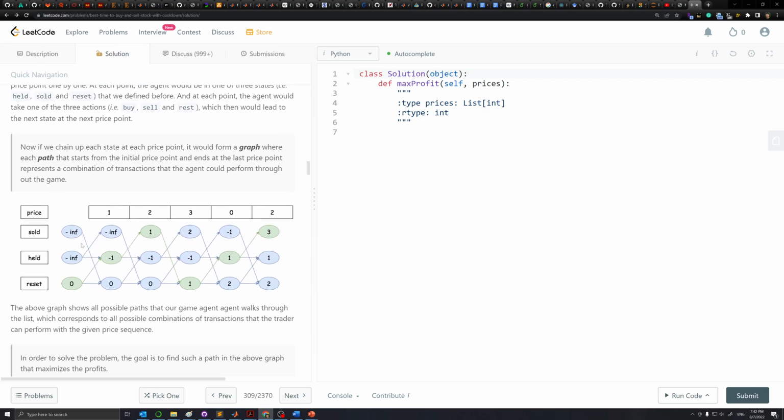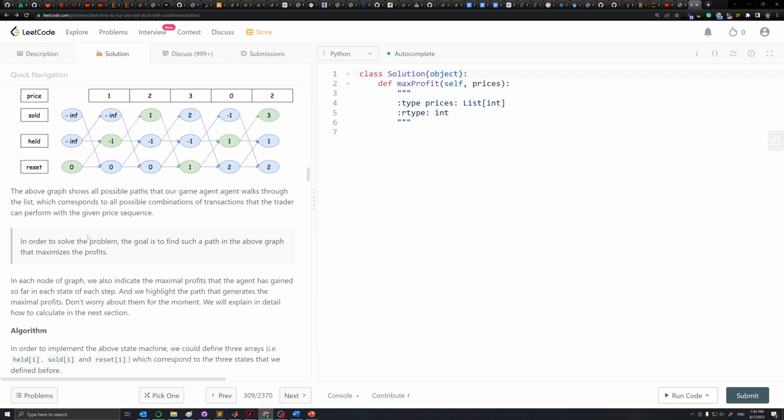So what do they mean, minus infinity? The above graph shows all possible paths that our game agent can walk through the list. Okay, all possible transitions, which correspond to all possible combinations of transitions that a trader can perform with a given price sequence.